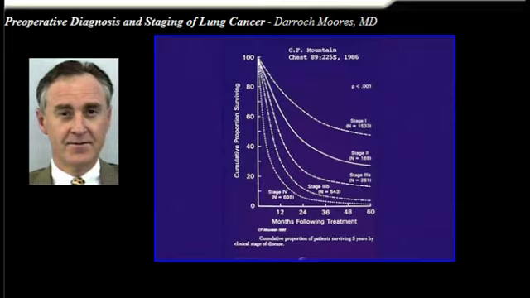Staging of lung cancer is 4 stages: 1, 2, 3, and 4. This slide depicts the survival curves. You can see that stage 1 and stage 2 have reasonably good survival. Stage 3, it drops off. And stage 1, 2, and stage 3A are the patients who are potentially surgically resectable and are potentially curable from this disease.